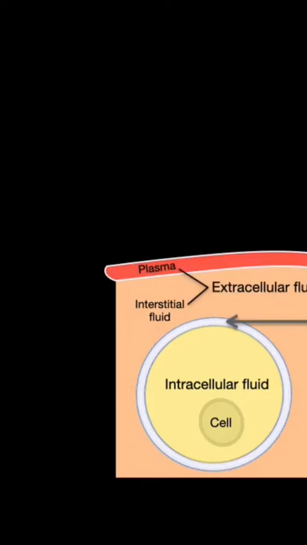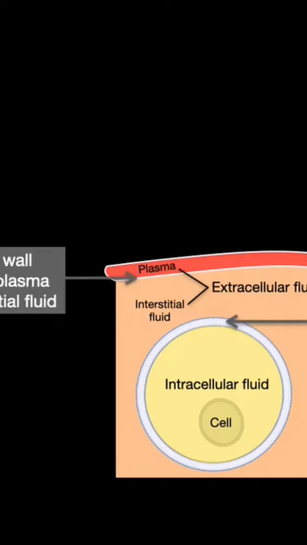Now the cell membrane separates the intra from the extracellular fluid compartments, and the capillary wall separates the plasma from the interstitial fluid. That's always going to come up quite a bit when we talk about cardiovascular physiology. That was fun, wasn't it?